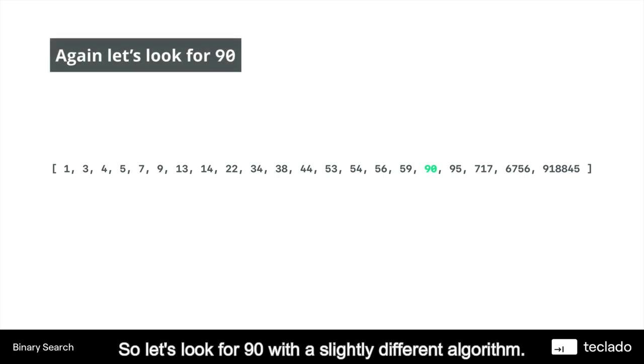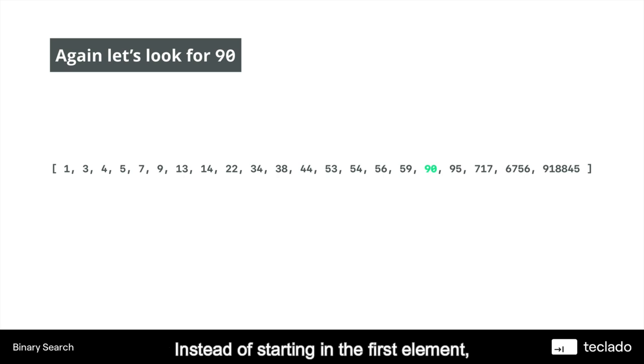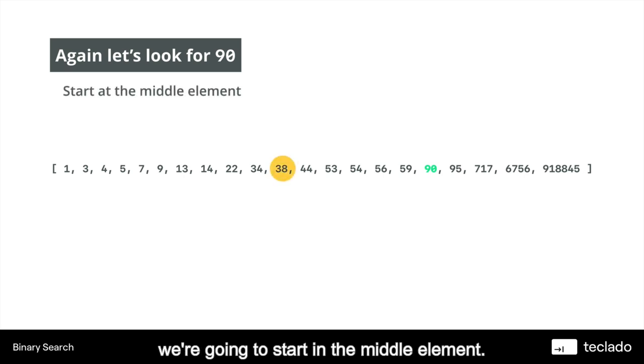So let's look for 90 with a slightly different algorithm. Instead of starting in the first element, we're going to start in the middle element. So the middle element in this list is 38. That is index number 10.